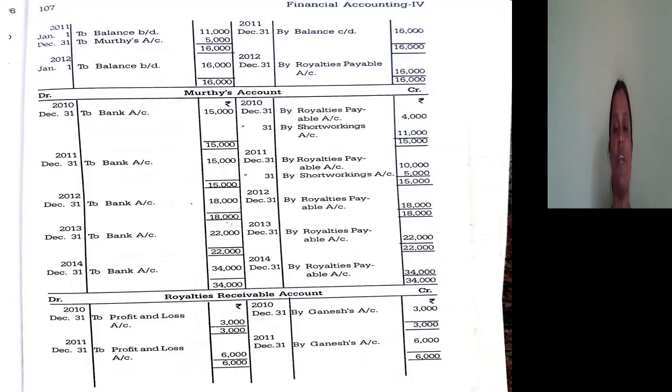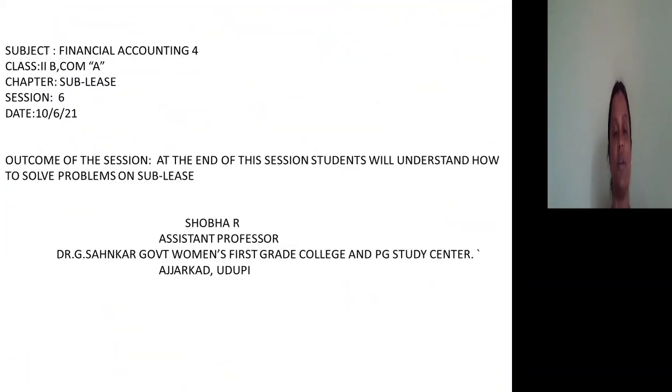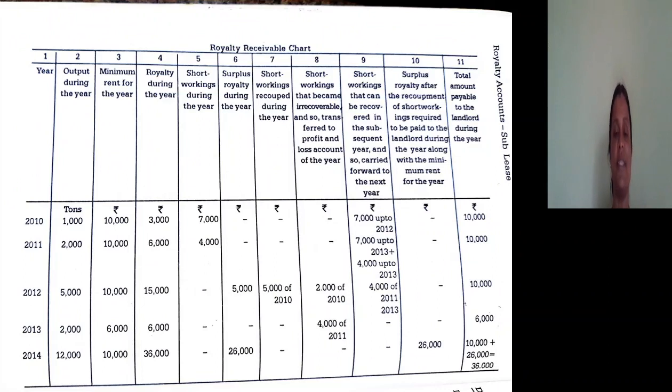So let me have a look at that chart. Just a minute. Just see this chart. You should look at this chart and prepare accounts in the books of Basu being a lessor and the books of Ganesh being a lessee. We should look at this chart.